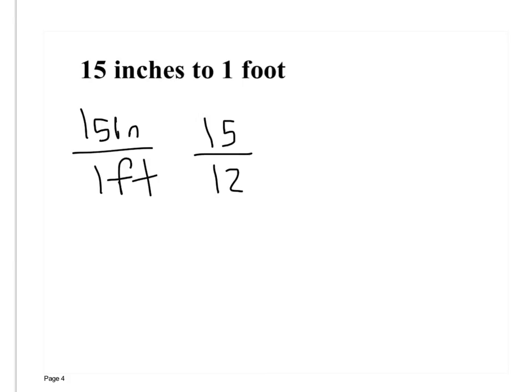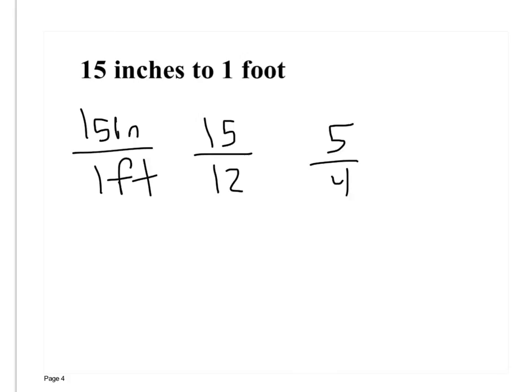15 inches to 1 foot. So 15 inches over 1 foot. What's my smaller unit? Inches or feet? Inches. So what I do is I change my foot to inches. How many inches are in a foot? 12. In the back of the book it tells you there are 12 inches in a foot. Now I can reduce this. I can take what out of both of these? 3. I get 5/4. So 5 inches of one thing gives me 4 inches of another.